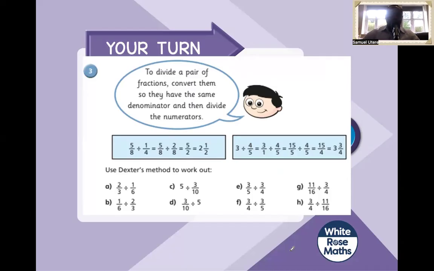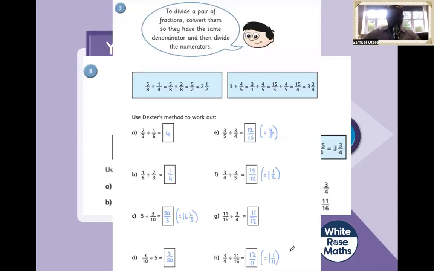Assuming you've paused the video and you've answered the questions, here are the answers. Let's discuss them. So here, let's call him Dexter. He says to divide a pair of fractions, convert them so they have the same denominators and then divide the numerators. Well, that is one way of actually dividing fractions.